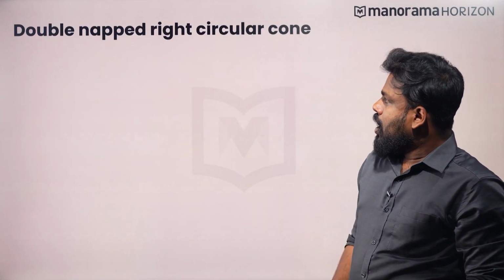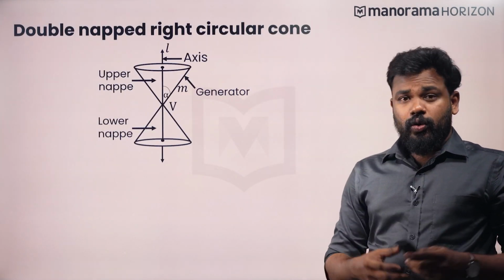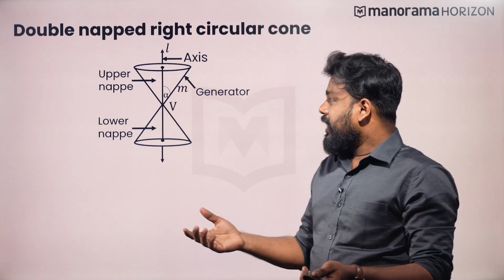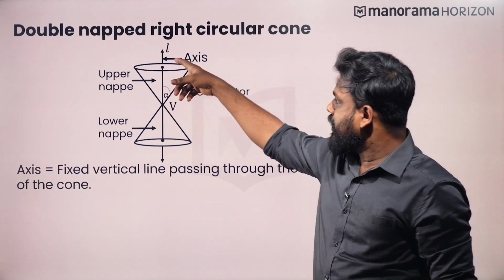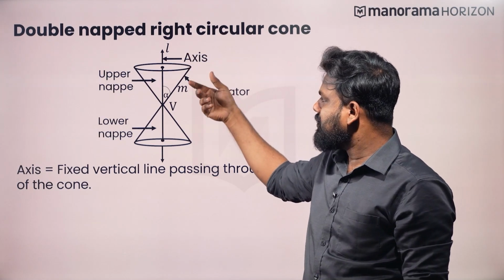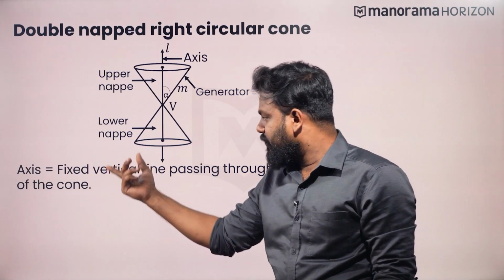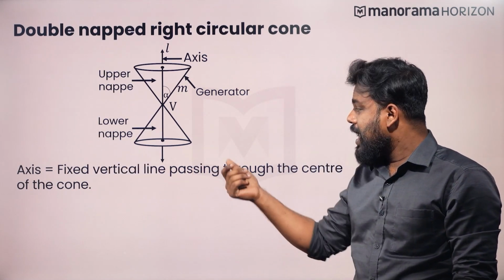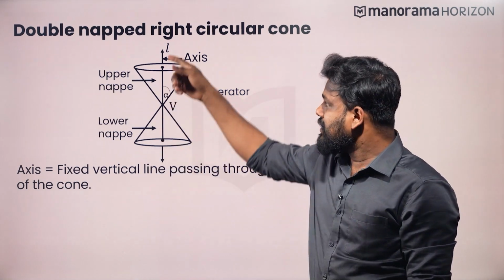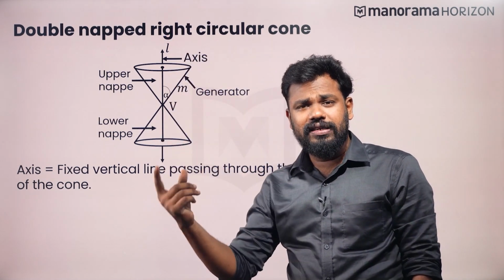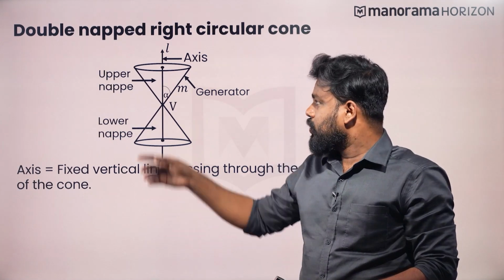Now, what is this double napped right circular cone and what are its characteristics, which is very important. So you have over here an axis, an upper nappe, a generator, an angle alpha, and a lower nappe. So what are all these? Axis: the fixed vertical line passing through the center of the cone. So you can see there is a vertical line L, which is also called the axis, which we discussed before. So that is called the axis, and that is fixed.